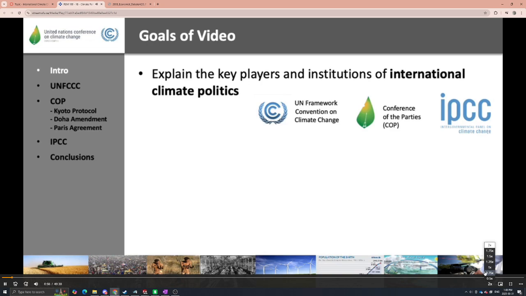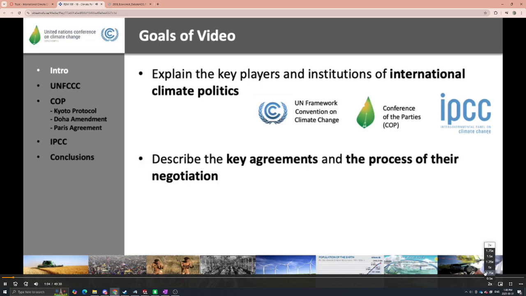I'd like you to understand who the players are and what role these players have in international climate politics. I would also like you to be able to describe some of the key agreements that have been negotiated at the international level. These include the Kyoto Protocol, the Doha Amendment, and the Paris Agreement. I'll give you a bit of a historic overview of how these agreements came about and what the effects of these agreements have been. In addition to knowing the basic content of these agreements, I also want you to understand the general processes for how these agreements are negotiated. You'll see that it's quite an involved process.